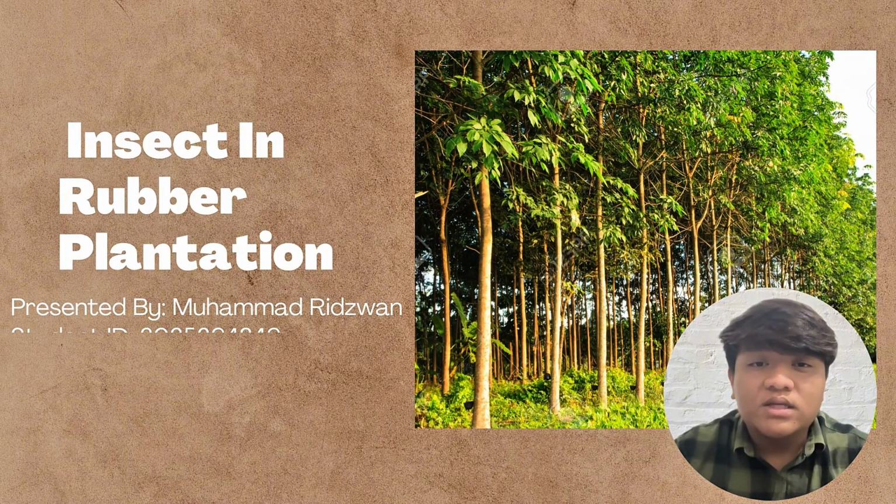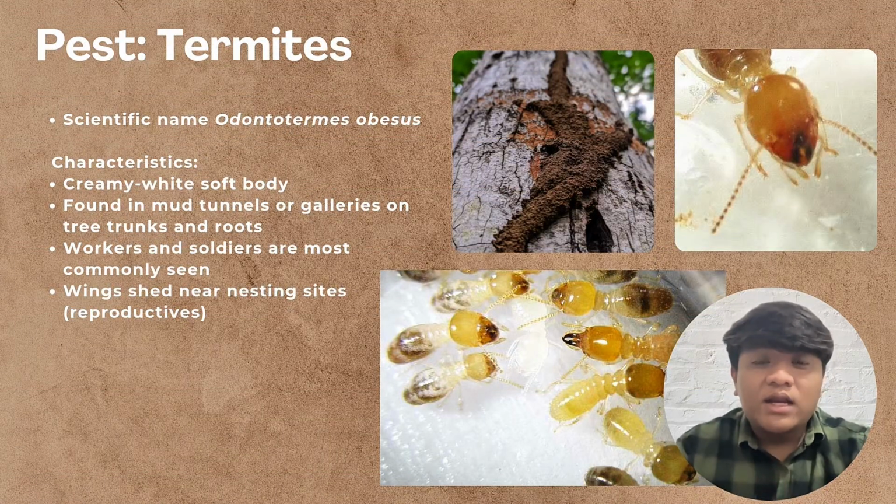In rubber plantation, their feeding habits pose a serious threat, especially to young trees. Understanding their biology, damage mechanism and control is key to managing a healthy plantation of rubber. Now we continue to the next slide.